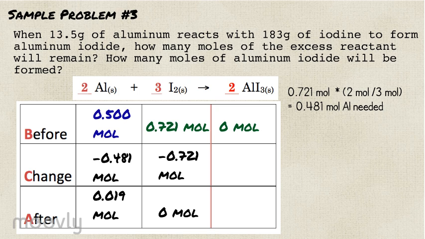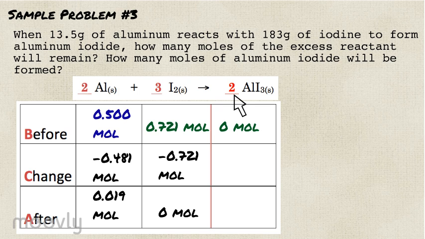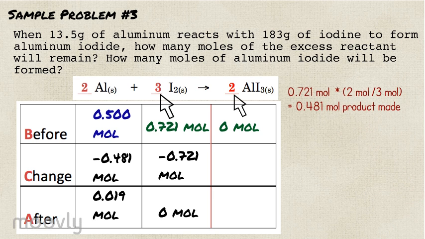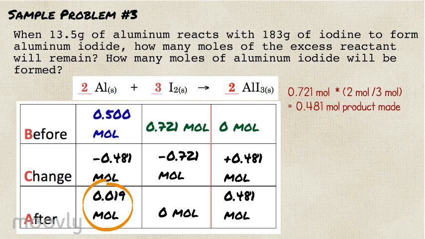The number of moles of aluminum iodide that can be formed will be limited by the starting number of moles of iodine, the limiting reactant. According to the coefficients in our equation, 2 moles of product will be formed for every 3 moles of iodine. Aluminum iodide and iodine are related by a 2 to 3 mole ratio. Therefore, the change for our product will be 0.721 moles times 2/3, or 0.481 moles. At the end of the reaction, we will have 0.019 moles of aluminum left over, no iodine remaining, and 0.481 moles of aluminum iodide produced.